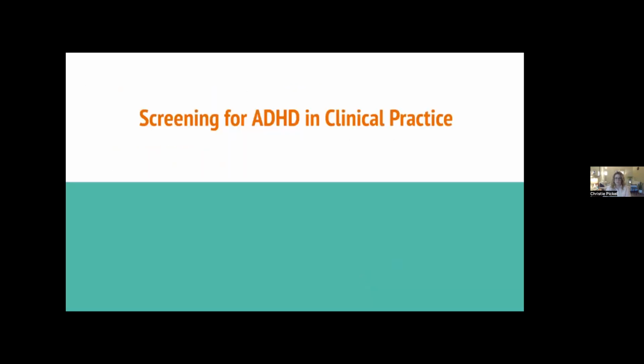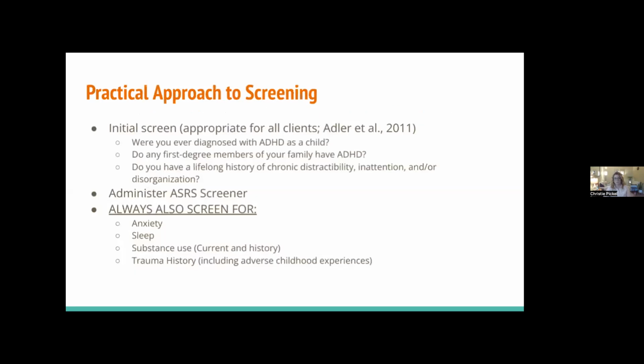Skipping ahead here, what can you do in your actual day-to-day clinical practice with folks in general or folks who come in with concerns like, hey, I think I might have ADHD? So three questions that you might consider asking, and you could ask this of all clients at intake or just those who express ADHD concerns. If they have a history of diagnosis, we want to know that and ask. Do any family members have ADHD? Because it is hugely genetic. So that's a good indicator that it increases the likelihood. And again, is there this lifelong history of these chronic problems?